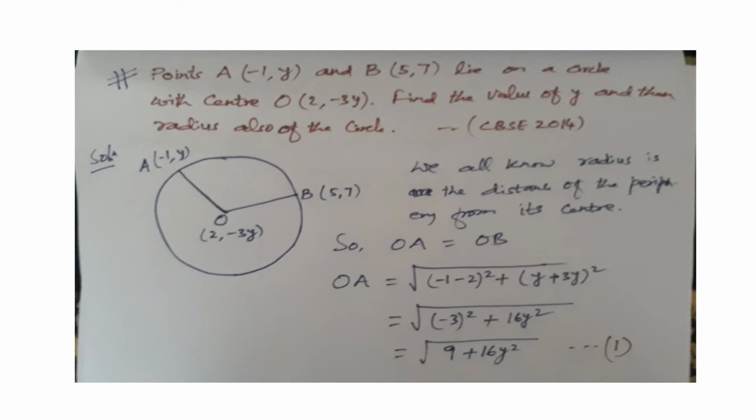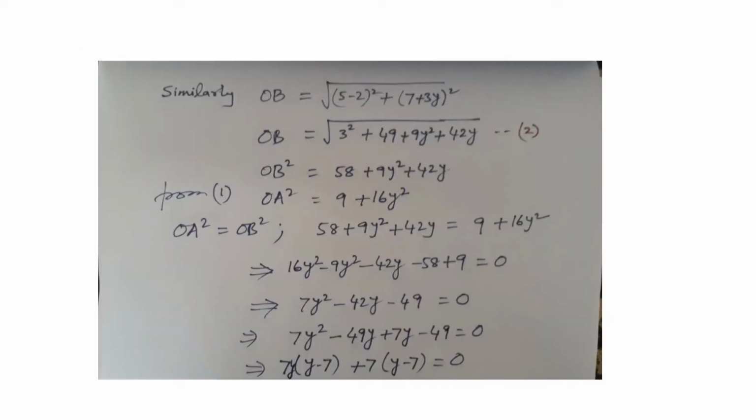Similarly for OB, we will find OB is equal to root over 5 minus 2 whole square plus, in bracket, 7 plus 3y whole square. If you simplify it, it will come to 3 square plus 49 plus 9y square plus 42y. So OB square is equal to 58 plus 9y square plus 42y. OA square is equal to 9 plus 16y square, that you know already. So OA square is equal to OB square. So what we are saying here is 58 plus 9y square plus 42y is equal to 9 plus 16y square.